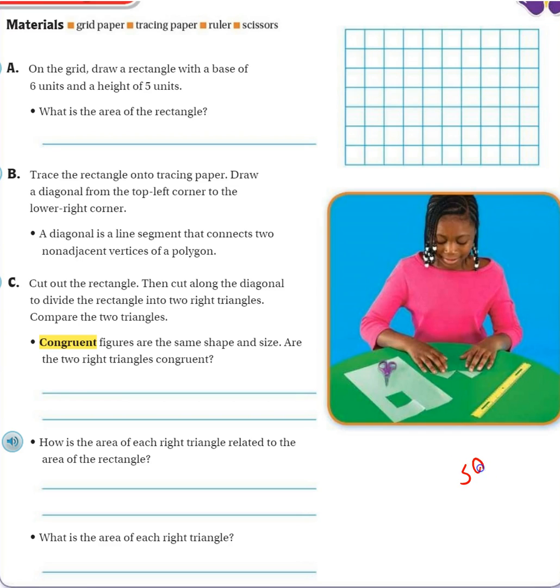All right, join me on page 393, the Go Math textbook. This is chapter 10, lesson 2. Let's get right to it. On the grid, draw a rectangle with a base of 6 and a height of 5.